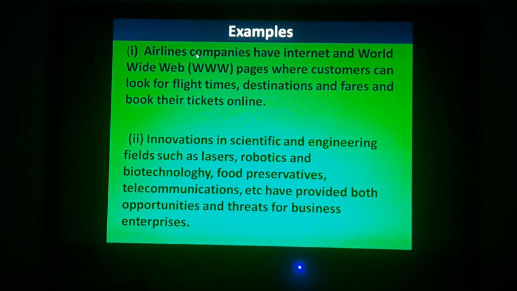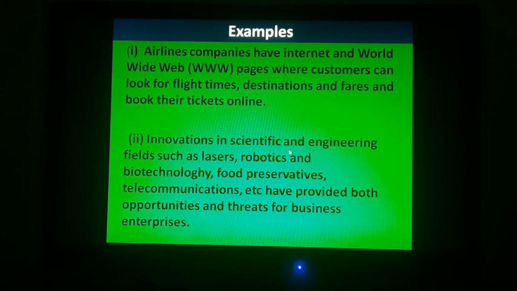Some of the examples in technological environment are airlines companies have internet and world wide web pages where customers can look for flights, time, that is destinations and fares, and book their tickets online. Few decades back we had to stand in queue to reserve our tickets, but now we don't have to form that queue. We can book the ticket with the help of internet, which is one of the contributions of technology.